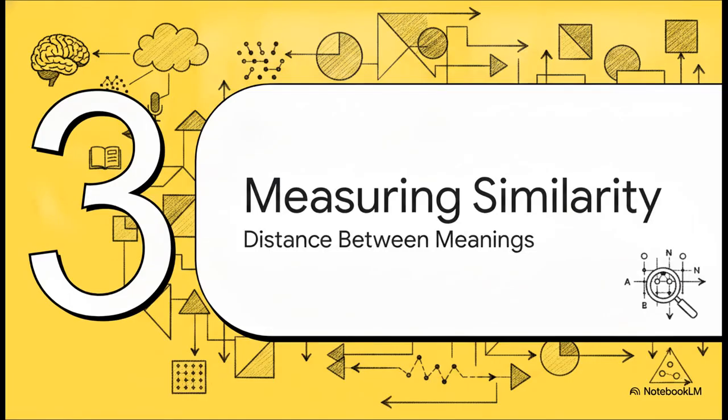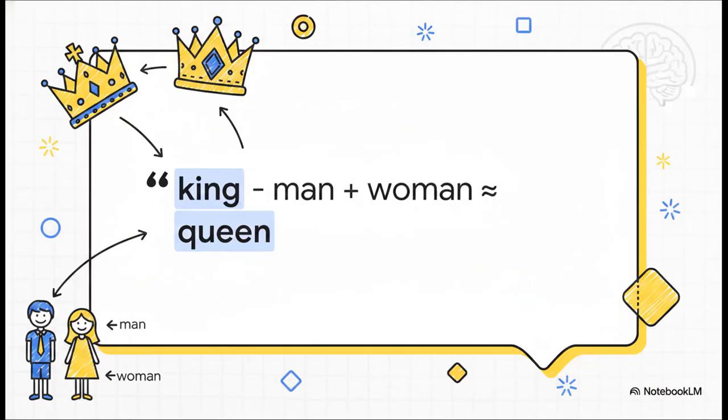Which leads us perfectly into section 3, measuring vector similarity, basically finding the distance between meanings. You've probably seen this famous equation before: king minus man plus woman approximately equals queen. Now, it looks like pure enchantment, right? But it is actually just learned geometry. The AI is simply calculating the exact distance and direction that separates the concept of man from woman, and it applies that exact same trajectory to king to land right near the coordinates for queen.